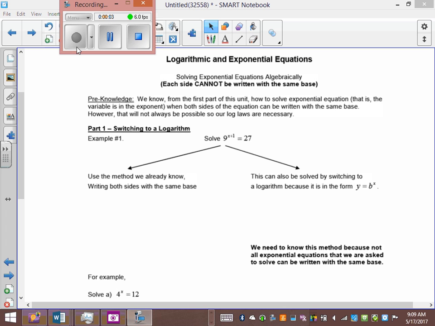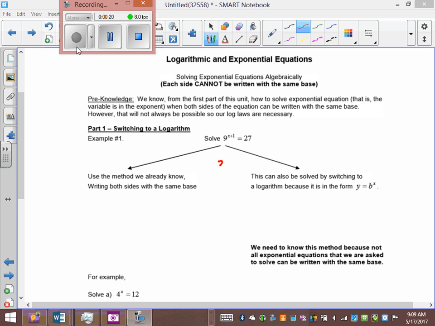We've already solved, last unit, problems where we had two bases and two exponents, where the exponents had variables, by common base, correct? Then we did ones like these, where this one you could do by common base because you could get them to both be base 3.